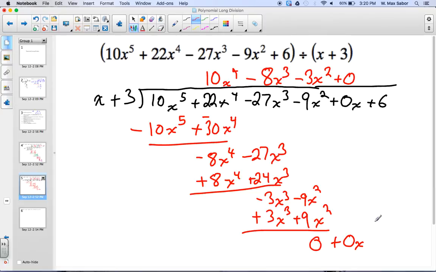That goes in 0 times. Bring down the next term. That goes in no times. So this last term is really going to be plus 6 over x plus 3.